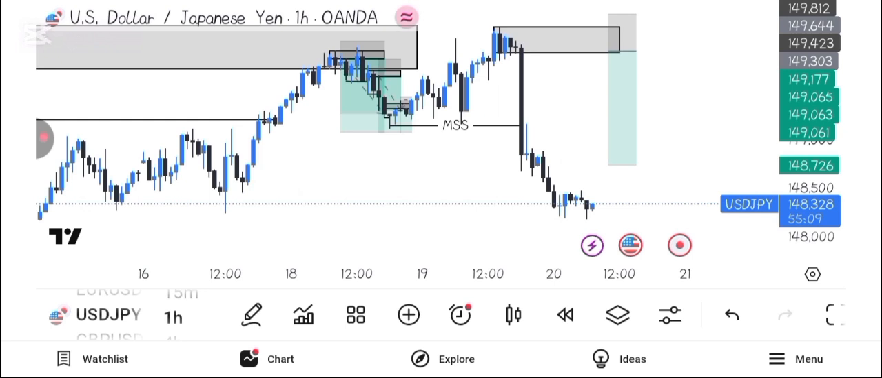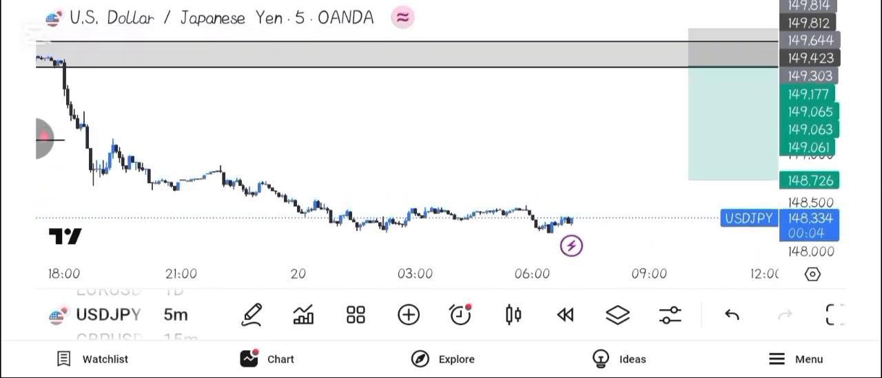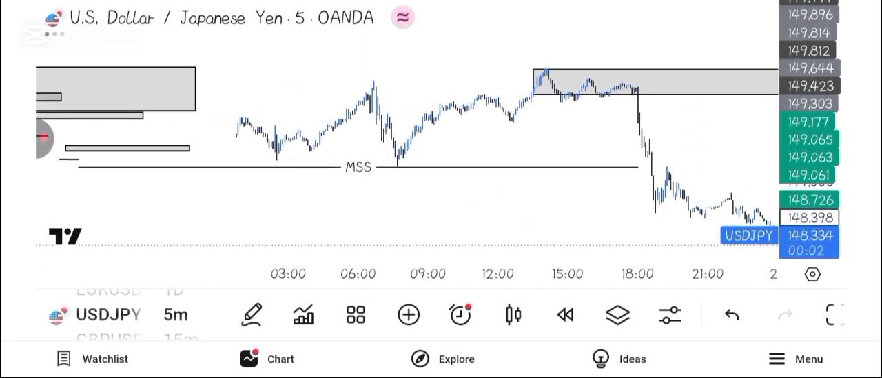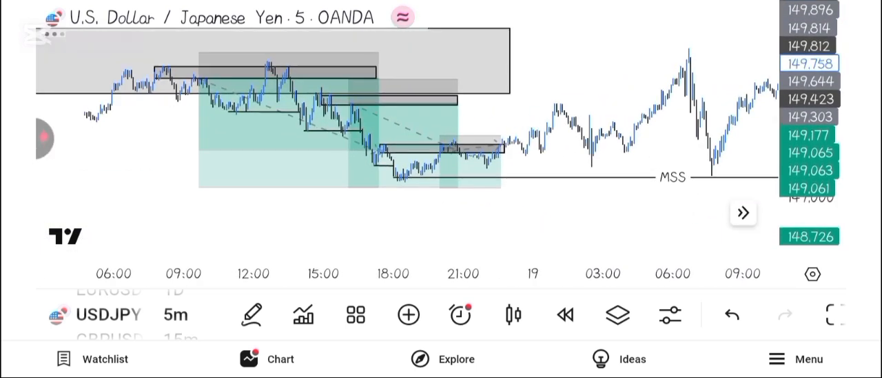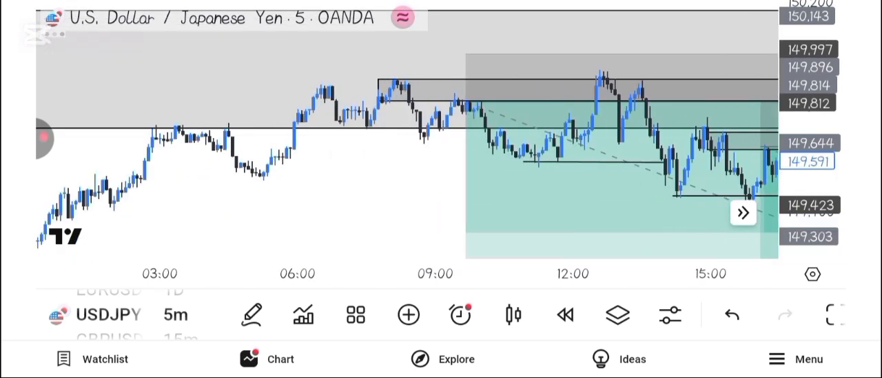So immediately price came and tapped the zone. Let's open up the 5-minute time frame, because as you all know, if you've been watching my videos for a long time now, whenever I mark out my order block from the 1 hour time frame, I normally go to the 5-minute time frame to look for a market structure shift before I enter the trade.